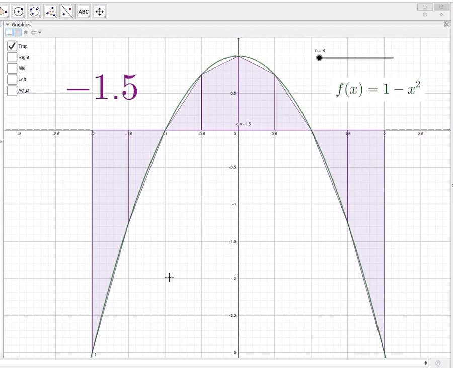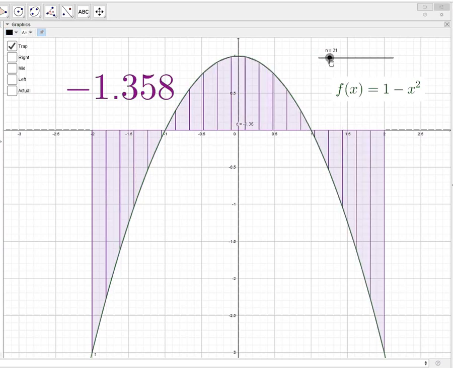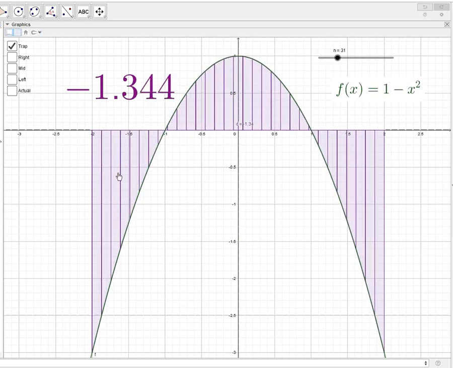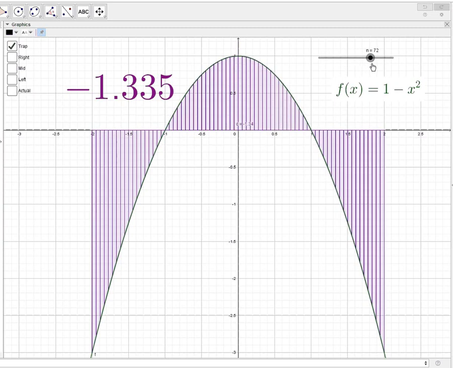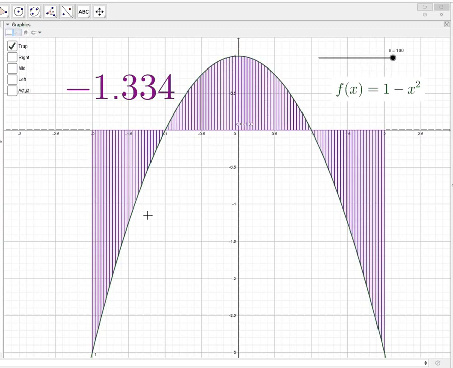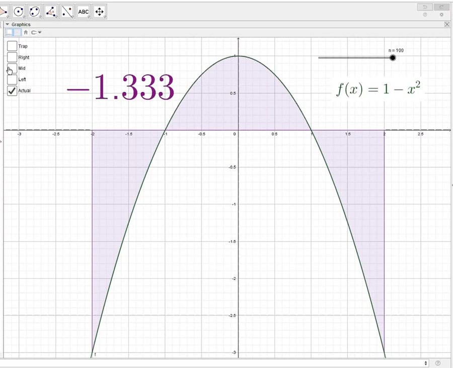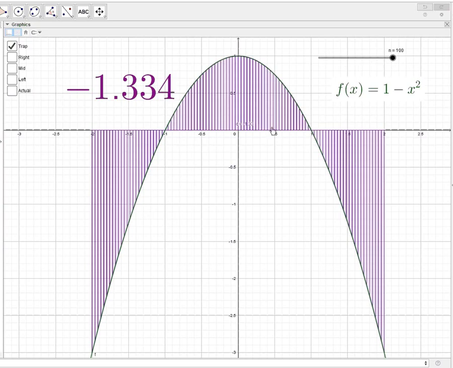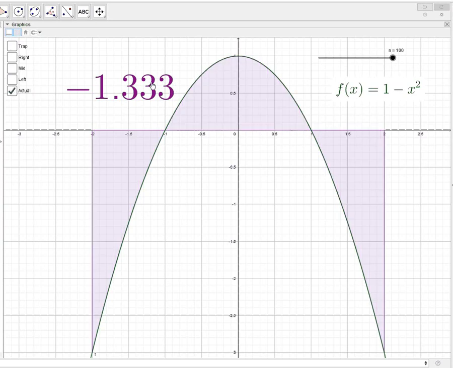Now again, we want to increase the number of trapezoids because we want to get closer to the actual area of -1.3 repeating. So if we increase the number of trapezoids, we can see how it's just amazing how close it actually hugs the curve once we increase the number of trapezoids. There's 31, 40, 50. If we go to 100 trapezoids, we can see just how close it is to the actual area. We get -1.334, which is really close to the -1.3 repeating.